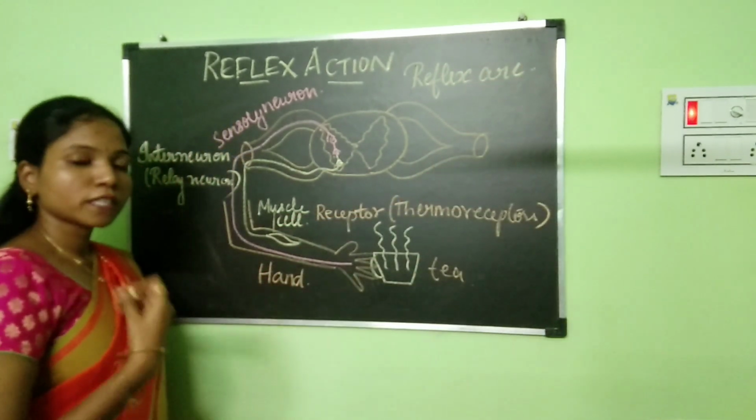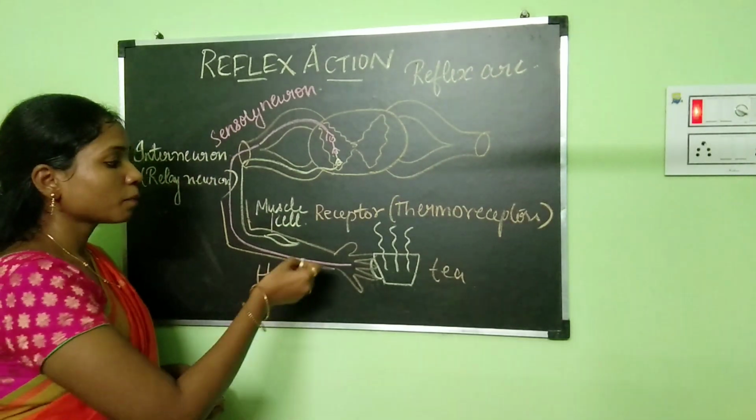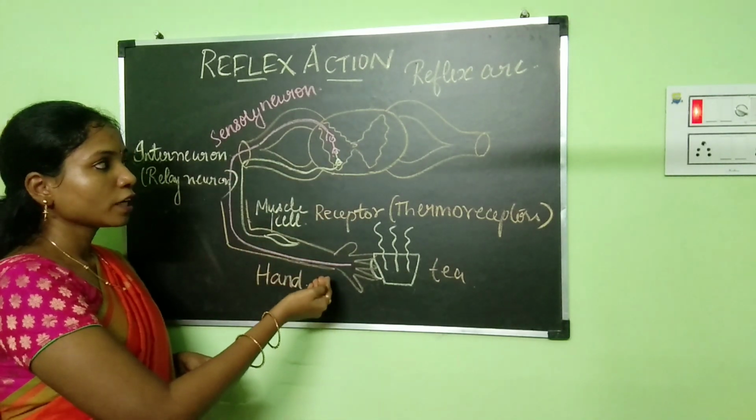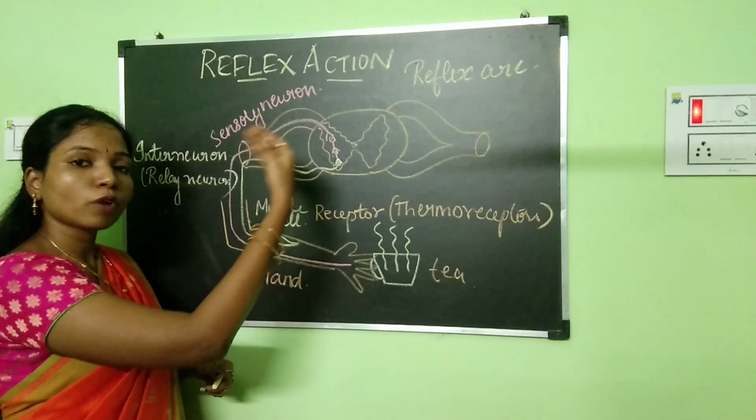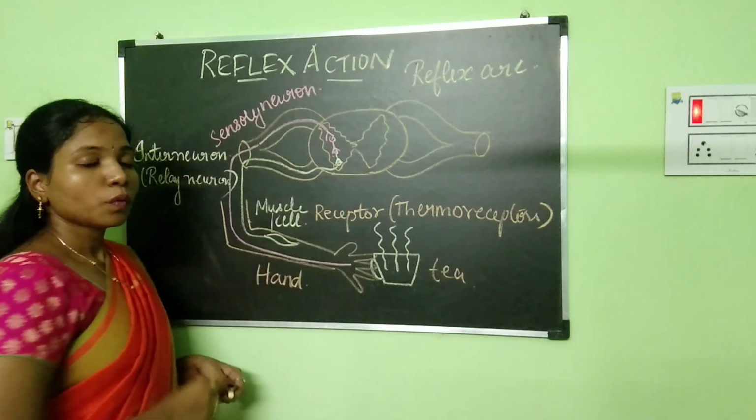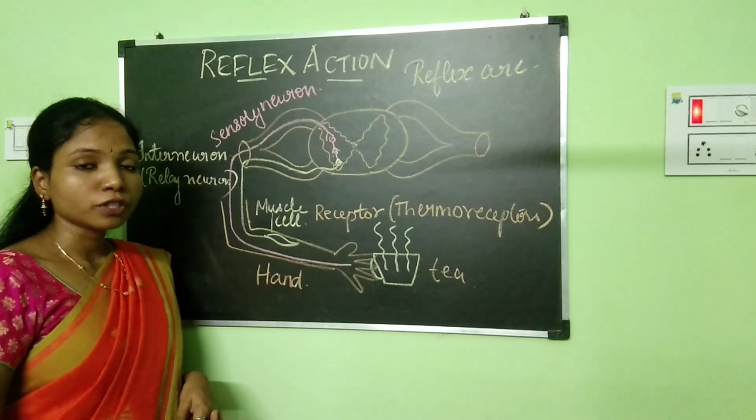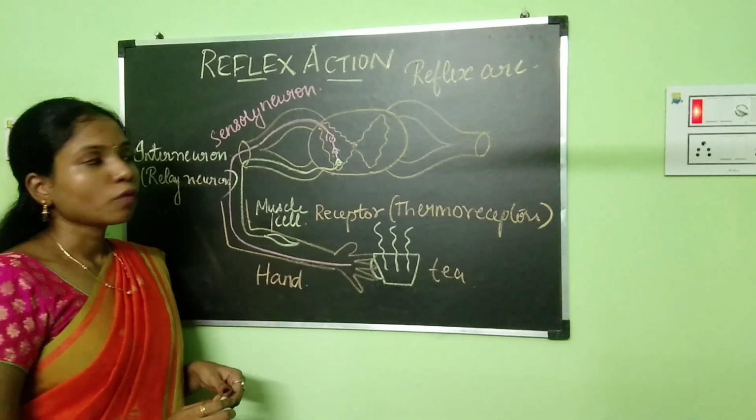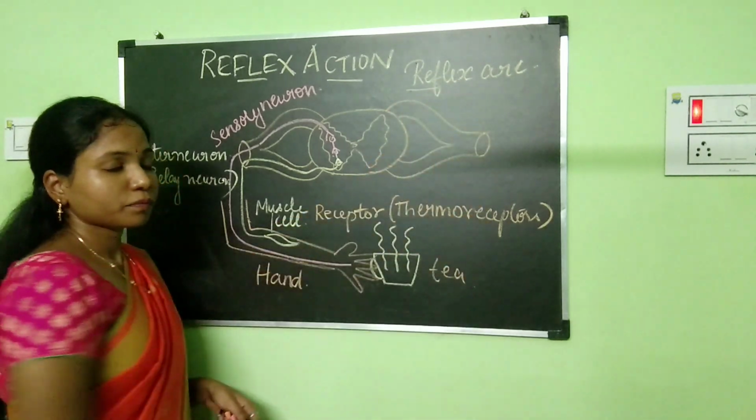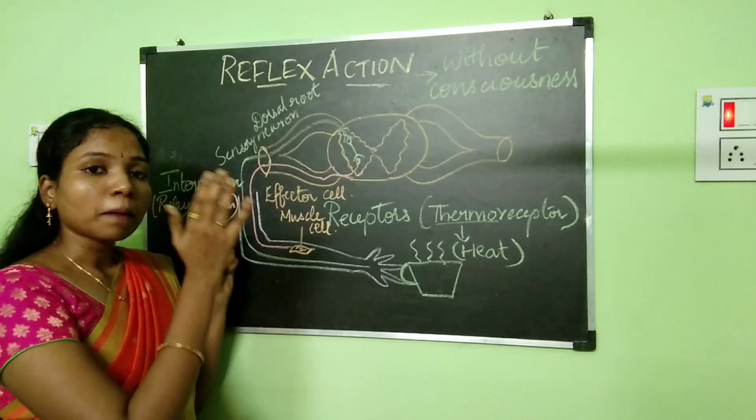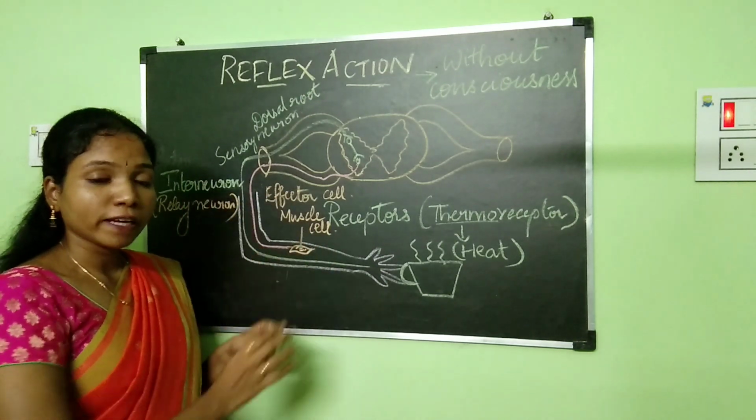Okay, so what is reflex arc? Reflex arc is the pathway which is taken by the nerve impulse. So you can see here sensory neurons are involved, interneurons are involved, and then we have the motor neurons which are involved. This pathway which is taken by the neurons in order to accomplish reflex action is known as reflex arc.